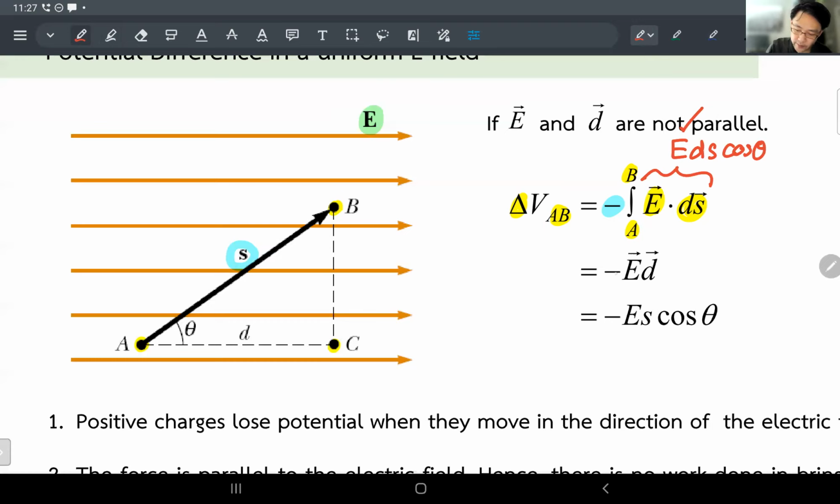You can forget about this one. It might confuse you a little bit. So let me do this. It's going to be minus E integral ds cosine theta from point A to point B. Cool?